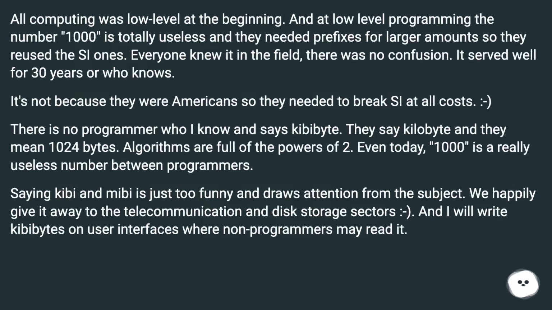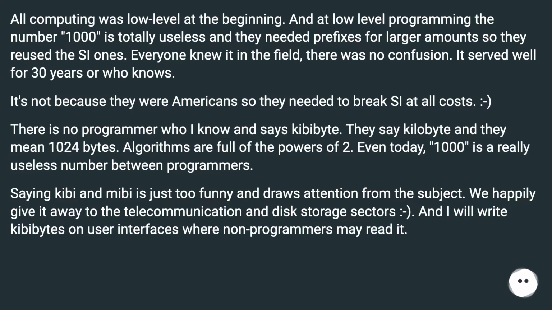All computing was low-level at the beginning. And at low-level programming the number 1000 is totally useless, and they needed prefixes for larger amounts, so they reused the SI ones. Everyone knew it in the field, there was no confusion. It served well for 30 years or who knows. It's not because they were Americans so they needed to break SI at all costs.